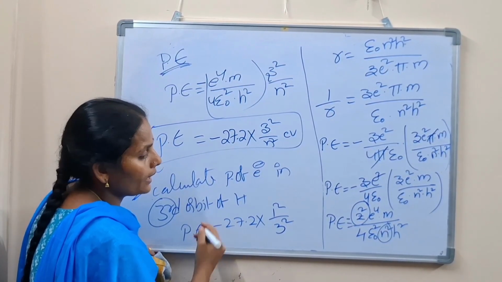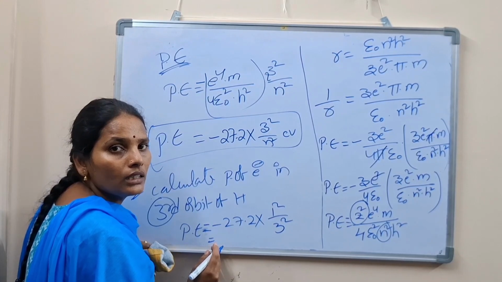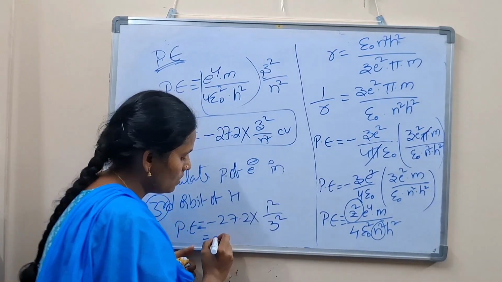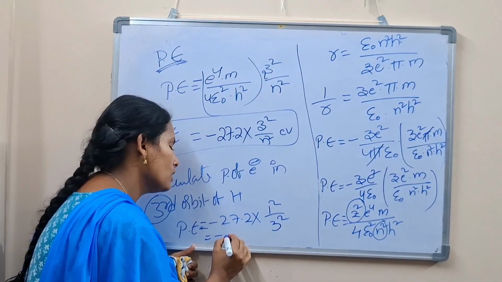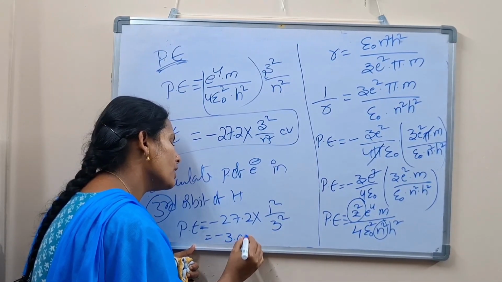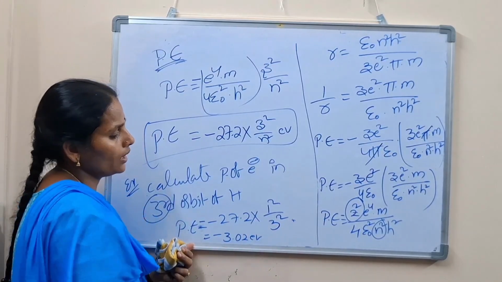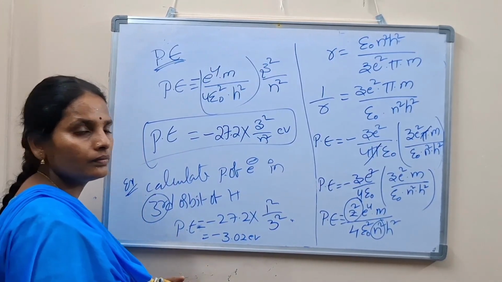From this, by calculation, we are getting the answer here. How much is the answer here? Minus 3.02 electron volts, because 3 square becomes 9, and 9 threes are 27. Okay.